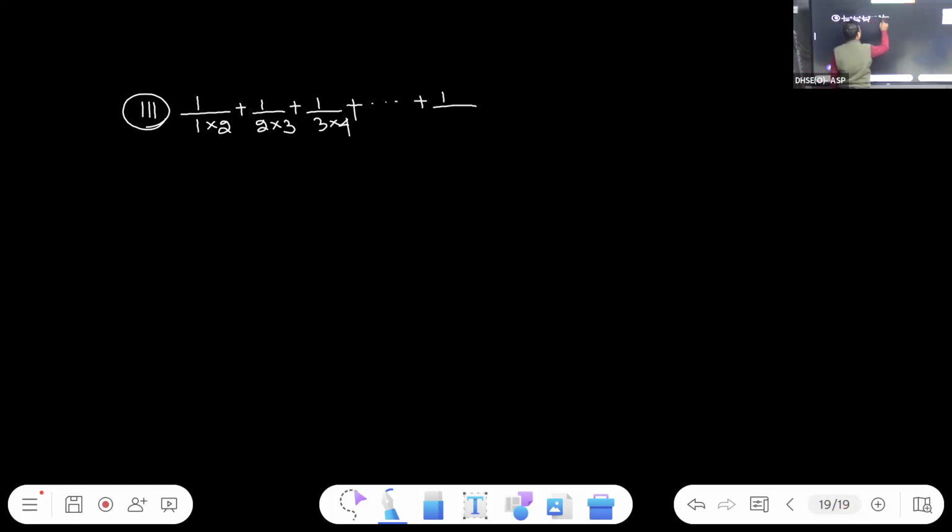Come to question number 3. One upon 1 into 2 plus 1 upon 2 into 3 plus 1 upon 3 into 4 plus up to 1 upon n into n plus 1. The series is known as telescoping series.